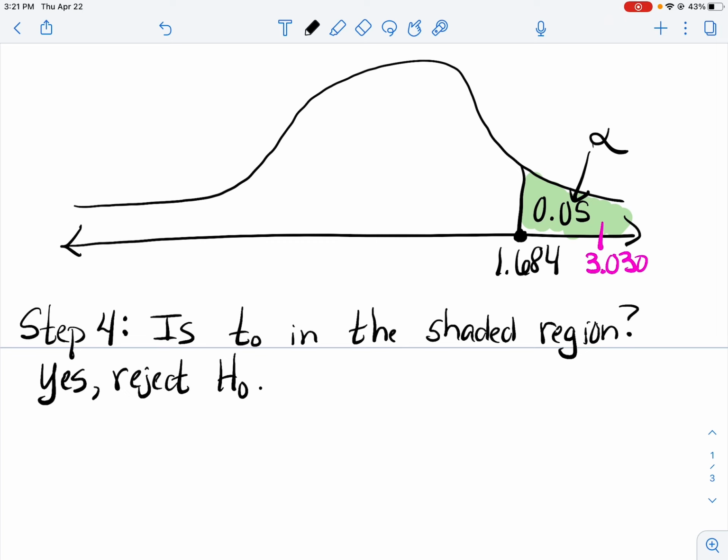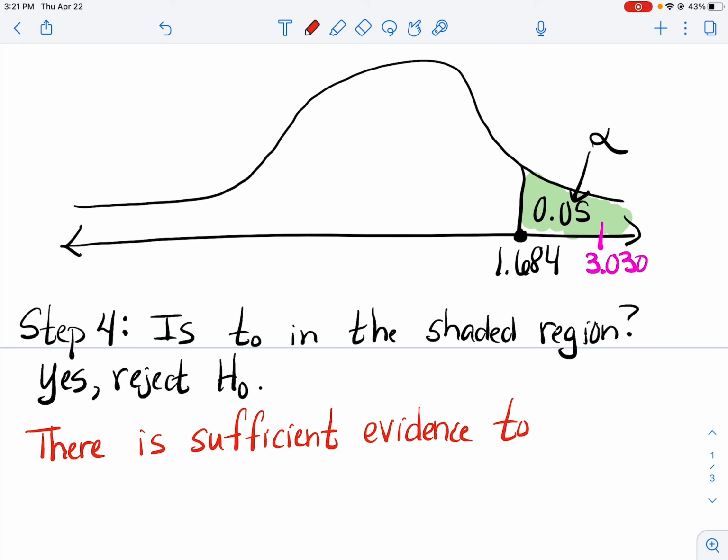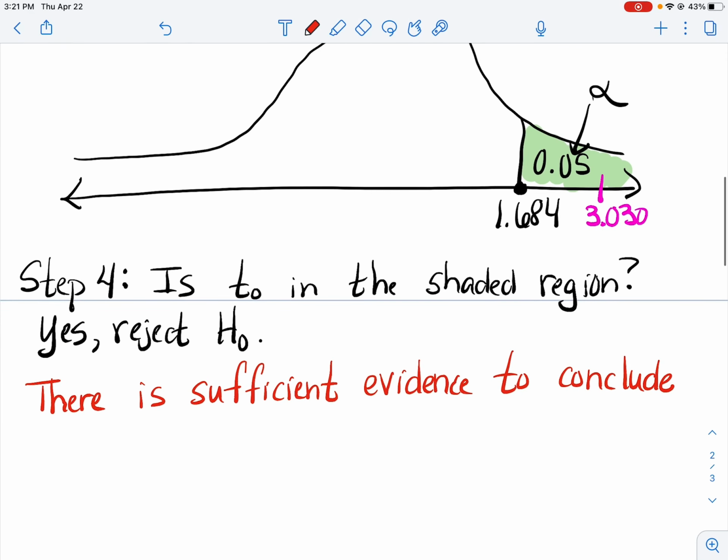Now we always need to put our concluding statement in terms of the actual problem. So we would say something like this: there is enough evidence, or sufficient evidence, to conclude, and I want to think about this problem. We were wondering if U.S. presidents were taller than the average male. And so the answer is yes.